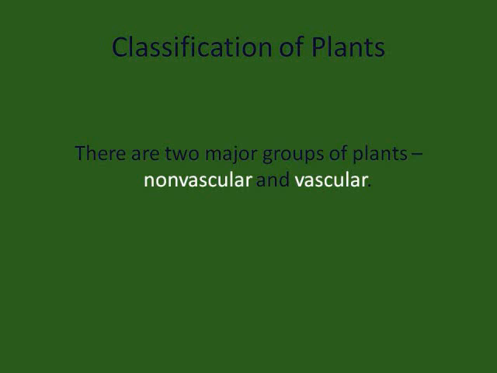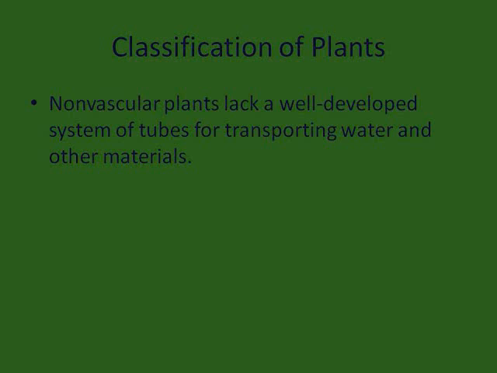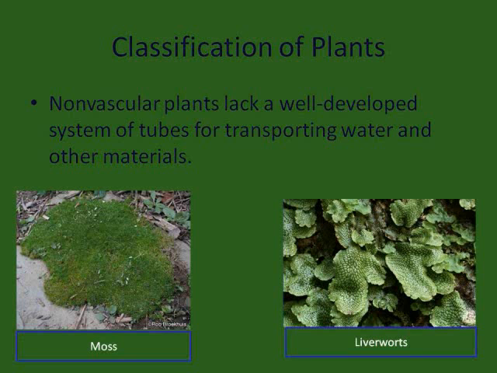Scientists generally group plants into two unofficial groups, non-vascular and vascular. Non-vascular plants lack a well-developed system of tubes for transporting water and other materials. They are low-growing and do not have roots. They obtain water directly from their surroundings. Most are only a few centimeters tall and live in damp, shady places. Moss and liverworts are two examples of non-vascular plants.